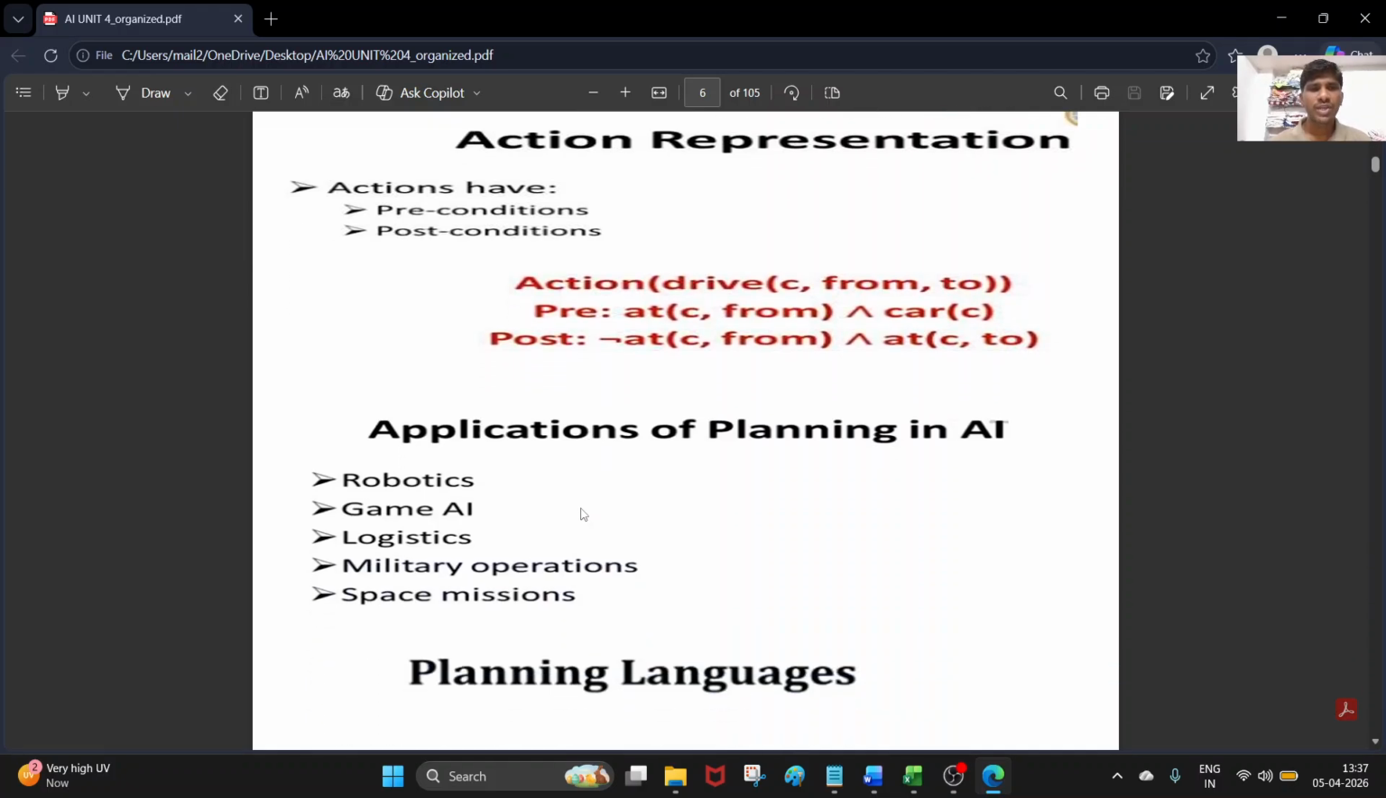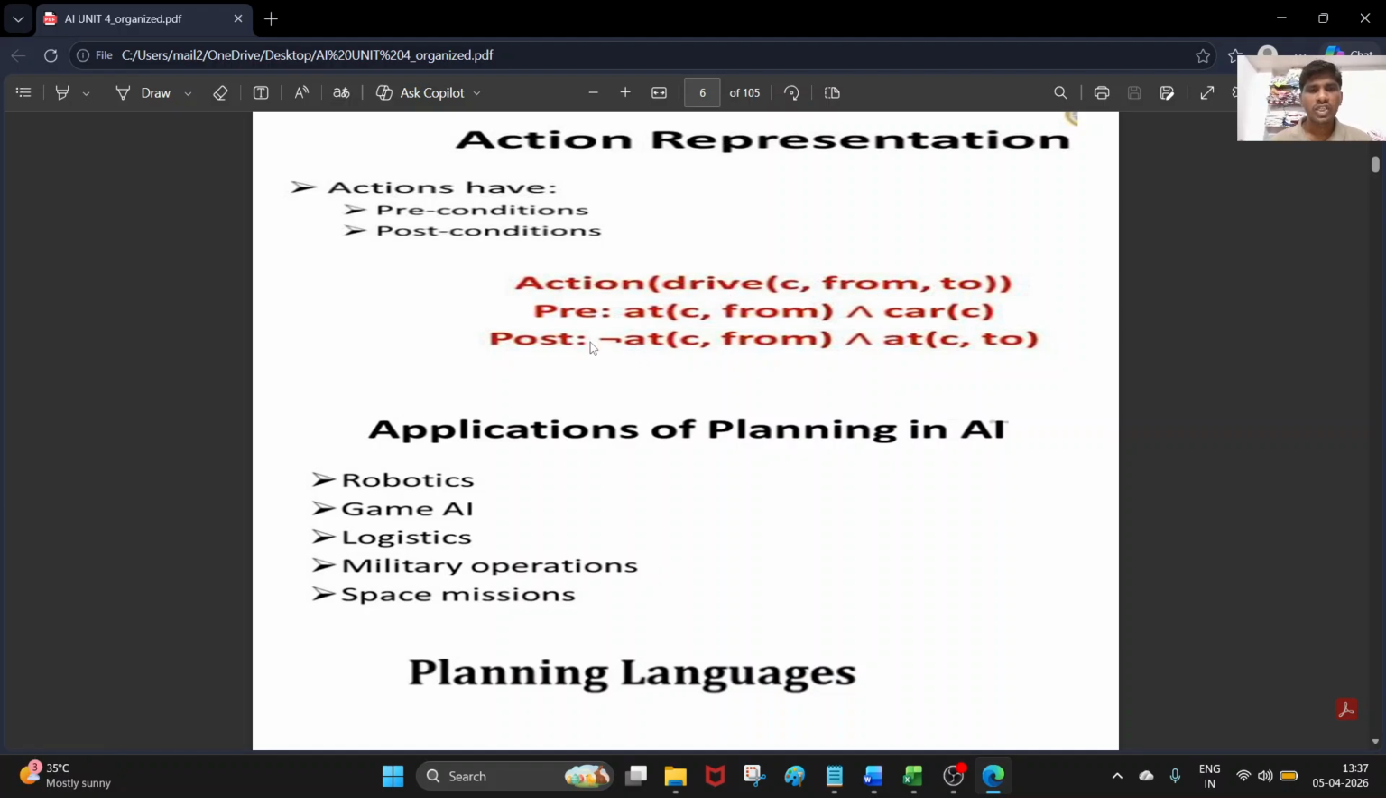Next, action representation. Action has two parts, one is precondition and one is postcondition. For the action Drive(C, from, to), we are driving a car from the from location to the to location, that is the destination location. Precondition is where the car is starting from, the from location. We need a car also, so it is represented as Car(C). So At(C, from) is the start, C is the car, and from is the start location, represented by means of propositional logic, and we need a car to start from the from location.